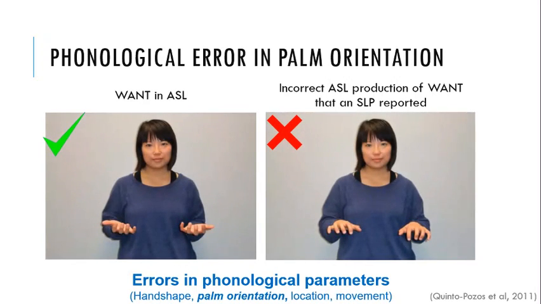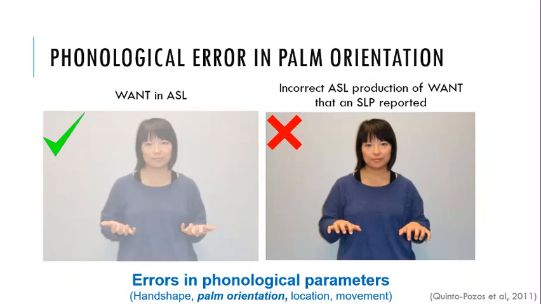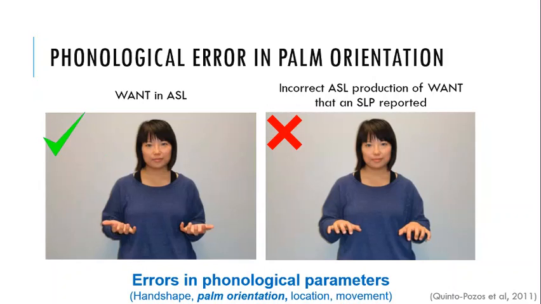Here is an example of another phonological error, this time with regards to palm orientation. An SLP describes a child who is trying to sign want, but had their palms facing down as in the image on the right. We can see the correct ASL production of want on the left, with the palms facing up.